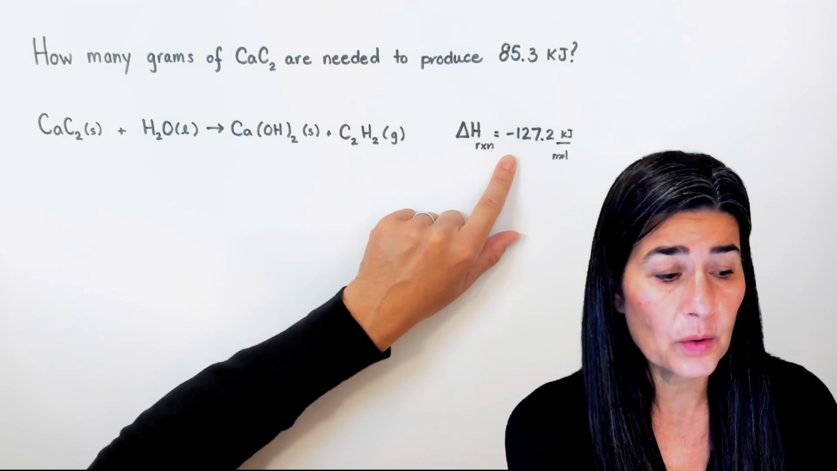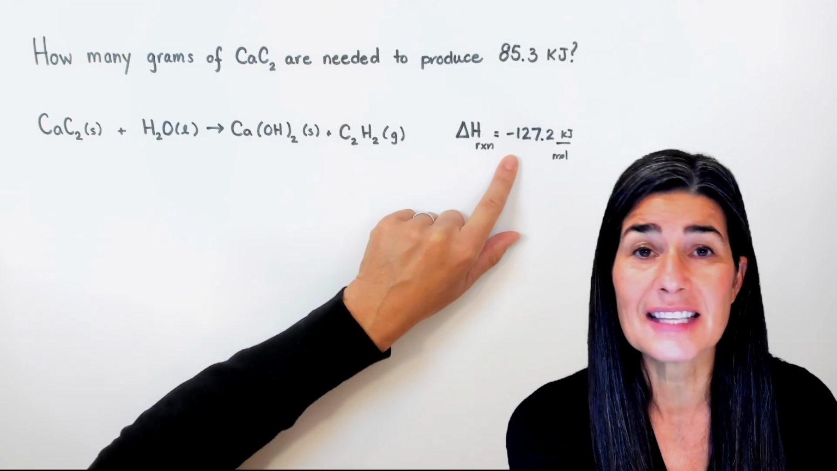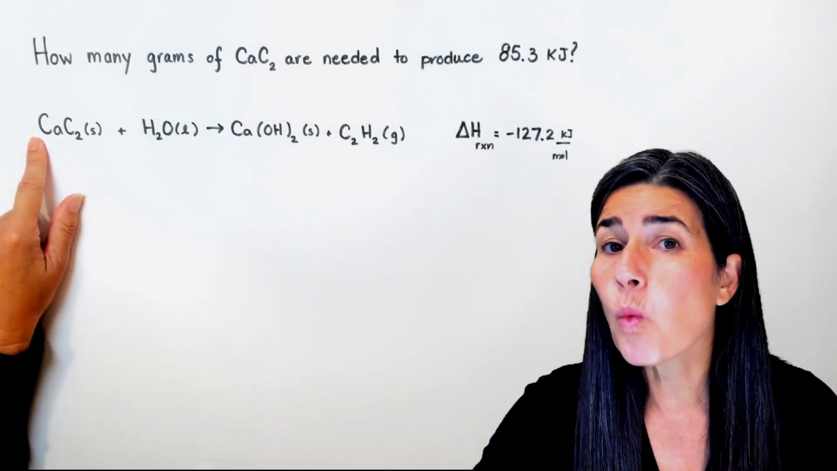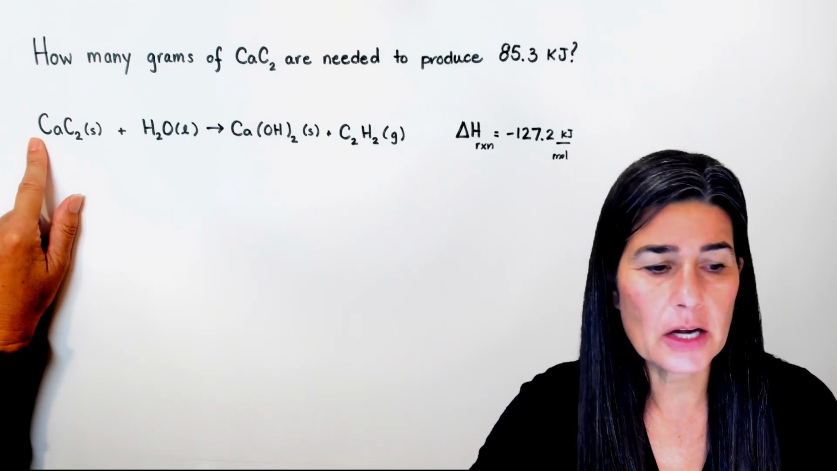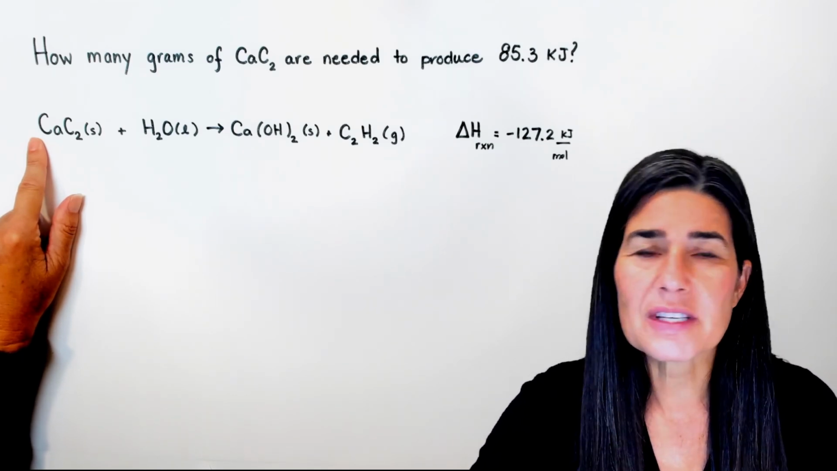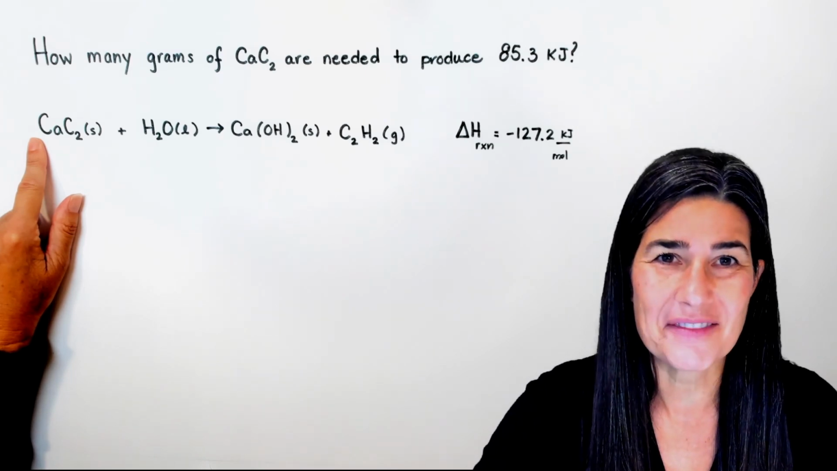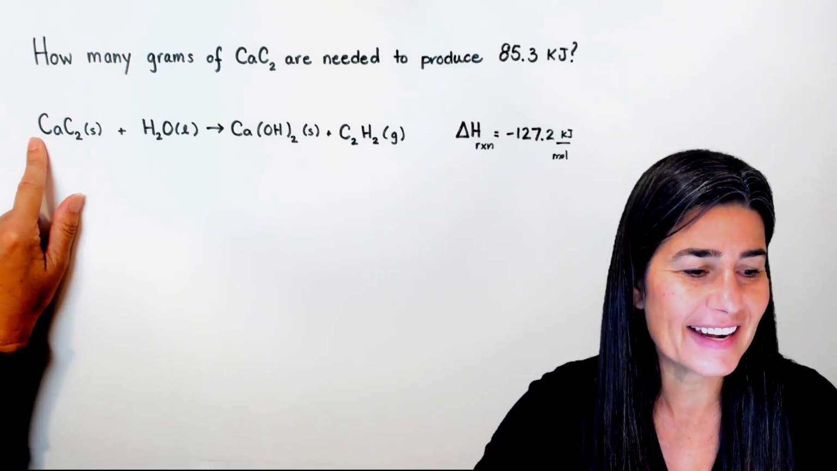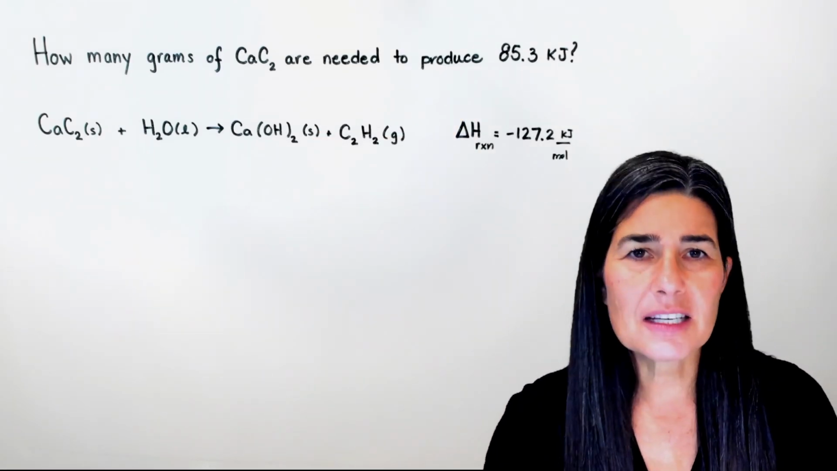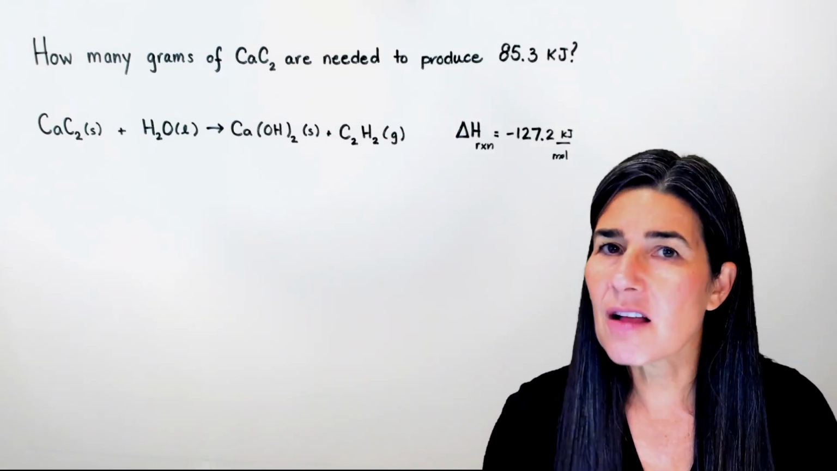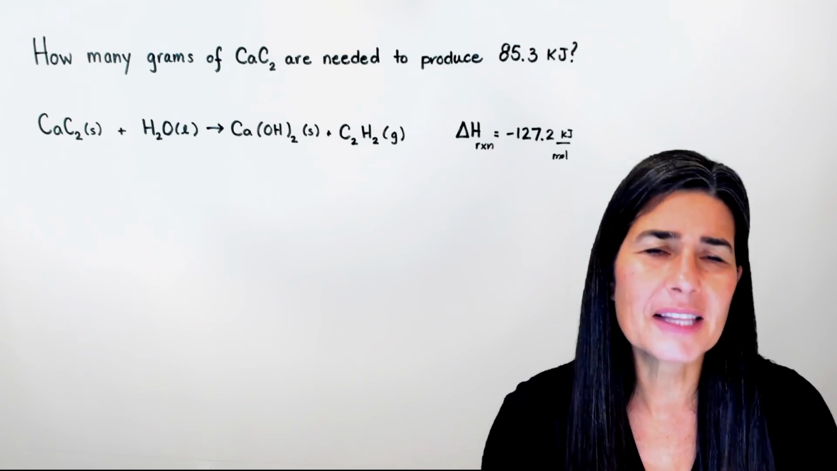So we know that negative 127.2 kilojoules is the energy change for 1 mole of calcium carbide. What we really need to know is how many moles of calcium carbide are needed to not get 127.2 kilojoules, but instead to get 85.3 kilojoules. So we're just going to do a simple ratio. I'll also show you how to use dimensional analysis to solve this in a moment, but let's do the ratio method first.